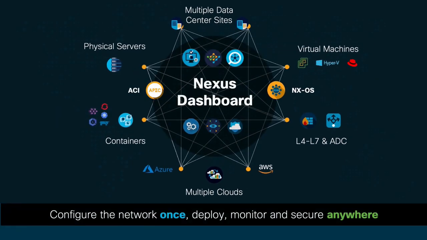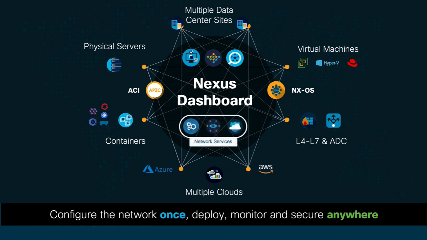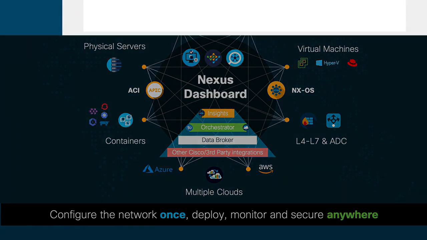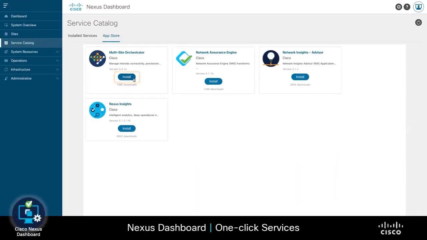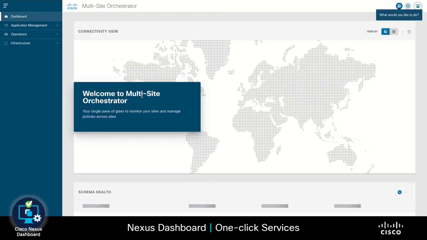Whether you decide to run it as a physical or virtual appliance, in the cloud, or even as SaaS, Nexus Dashboard is a connectivity services platform that aggregates your ACI sites, whether on-prem or in the cloud, and your NXOS-based ones, providing additional automation and management services for all of them. Each Nexus Dashboard service can be enabled with a single click through its service catalog, providing a cloud experience and consolidating multiple tools that would previously need independent installation and maintenance as one.